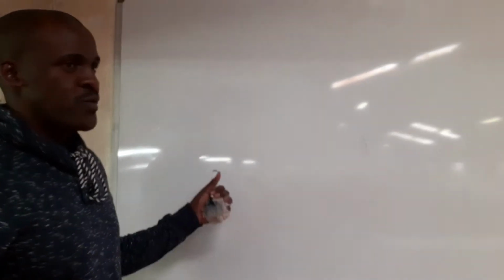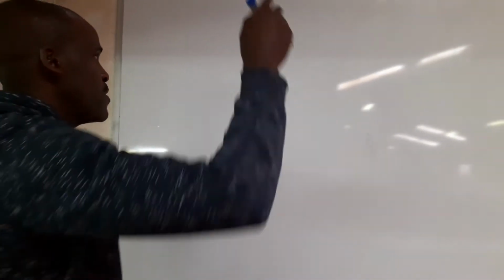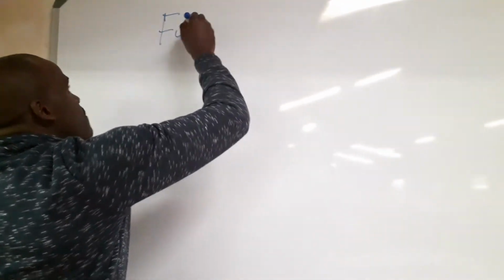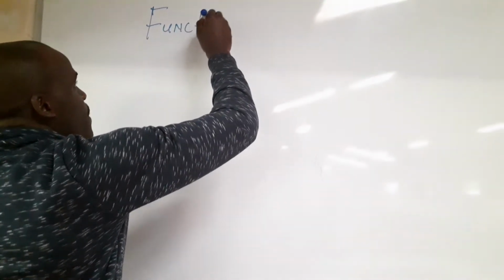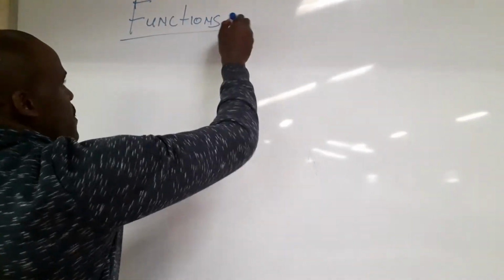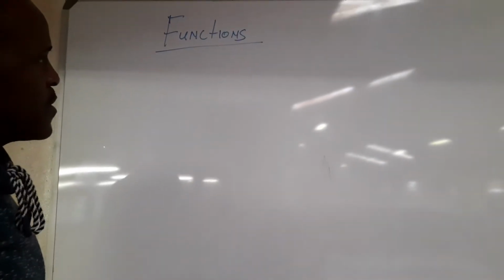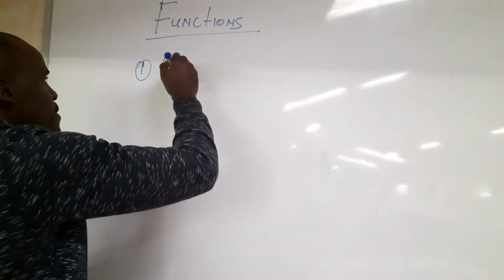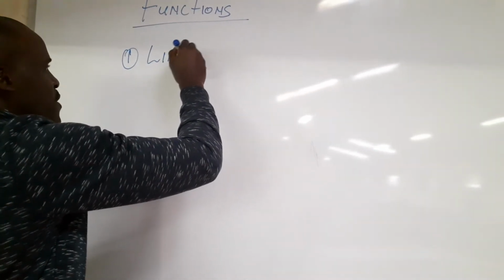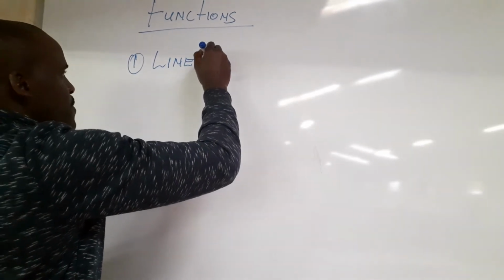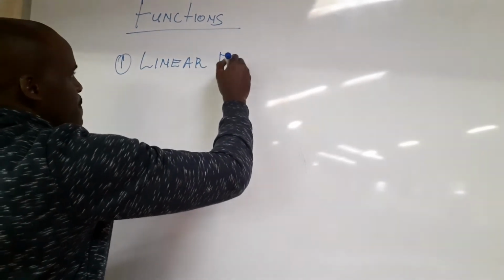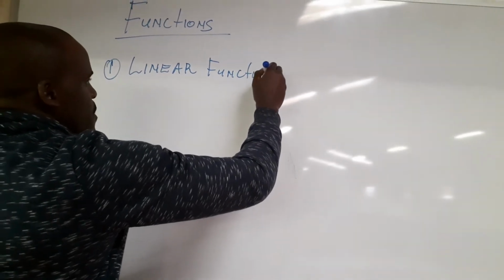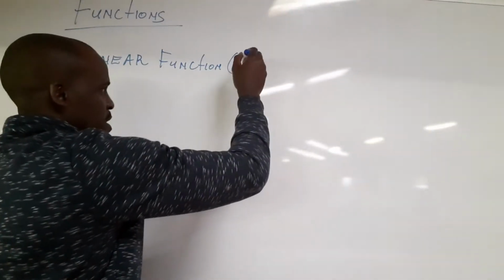We are going to do the topic that we call functions. We've got the following functions. There is the one that we call a linear function. A linear function is a straight line.